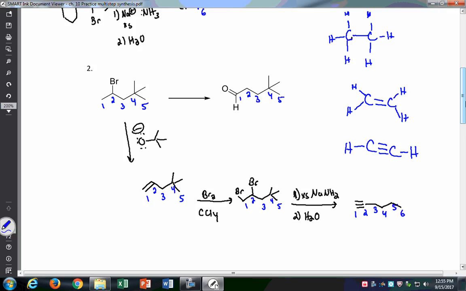For some reason, when students change the geometry and make it straight, they always end up adding too many carbons. So just count your carbons. You shouldn't have any more. So notice 1, 2, 3, 4, 5, 6. That's not right. I put too many. So numbering them, make sure you don't accidentally do that. Remember, each end of the triple bond is a carbon.